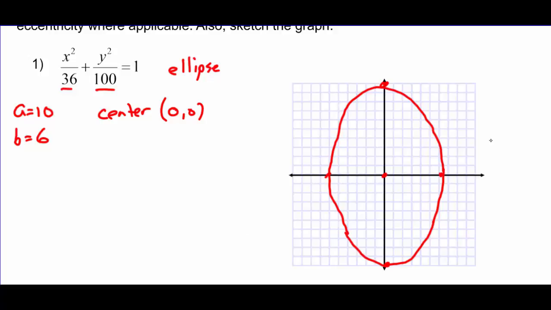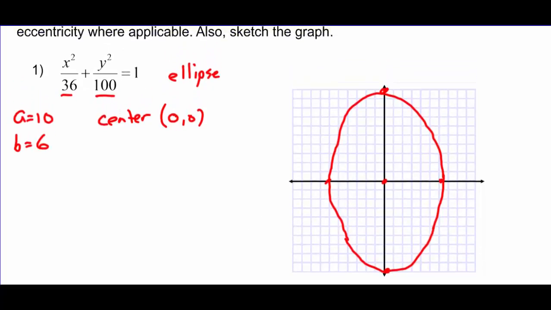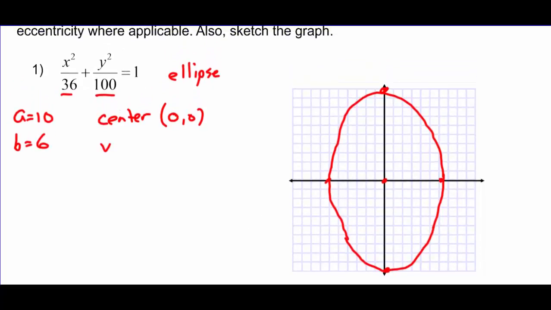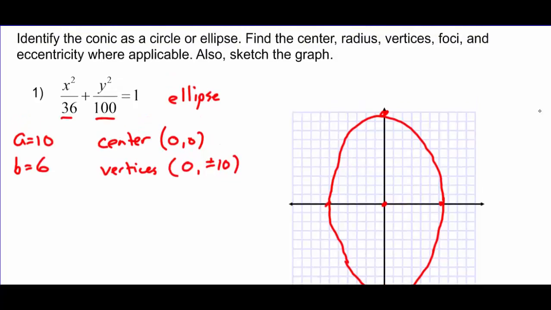All right, we still have a little more work to do. First thing, let's go ahead and list the vertices. We've already graphed them, so that's pretty simple to do. Those were the furthest points from the center, and I'm just going to list them as 0, plus or minus 10. Okay, we also need to find the foci.